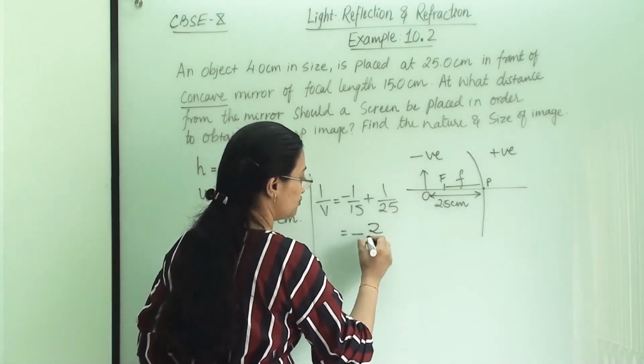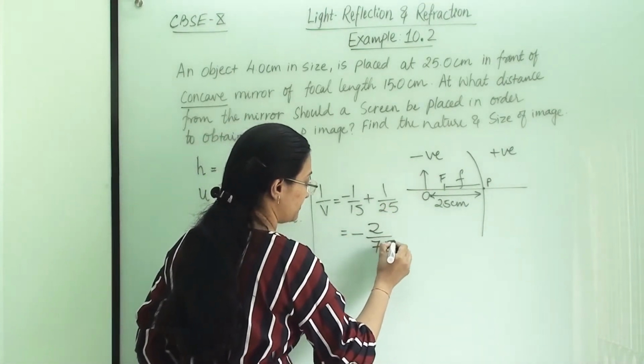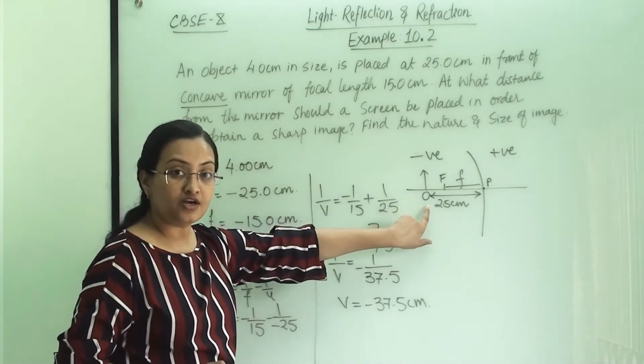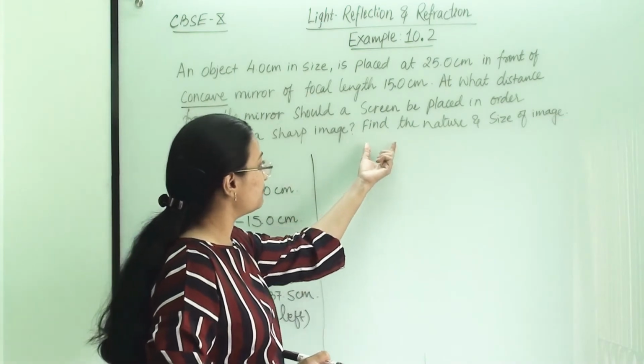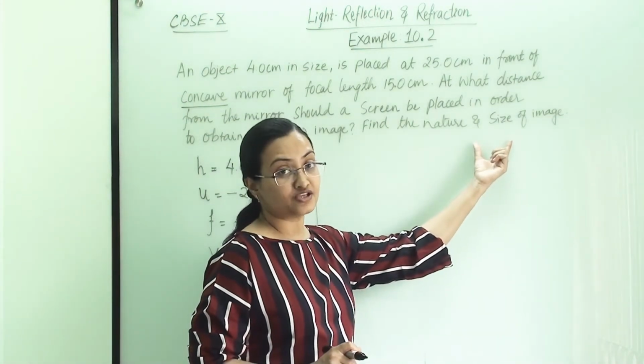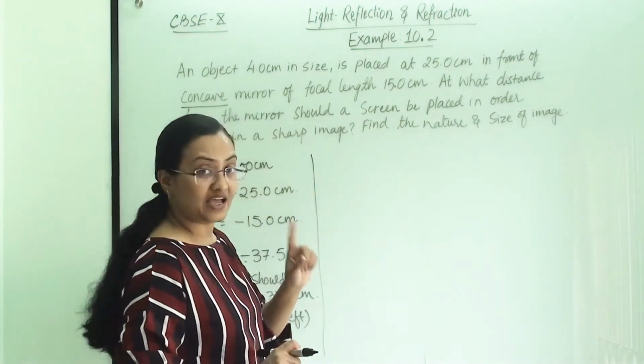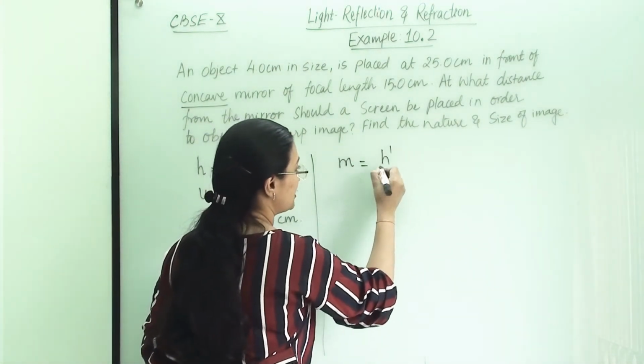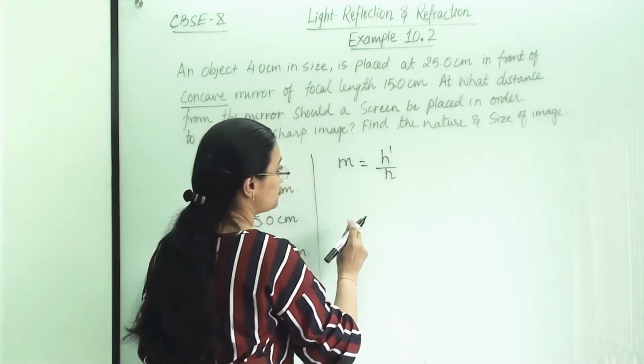So u will come negative because they are saying that we have placed the object at 25 cm in front of the mirror. So it will be negative, minus 25 cm. The concave mirror has a focal length, so they have said f equals 15 cm.